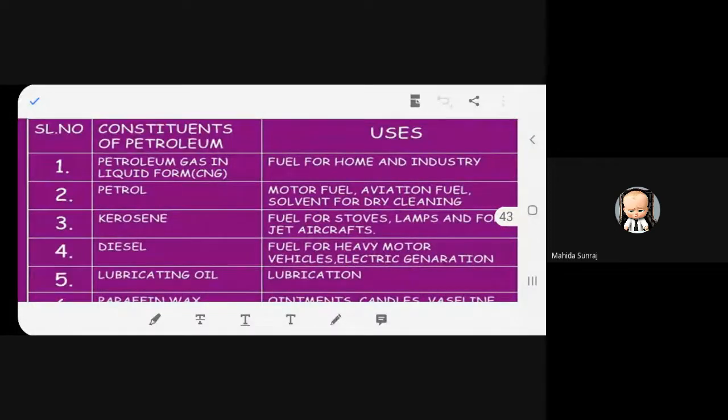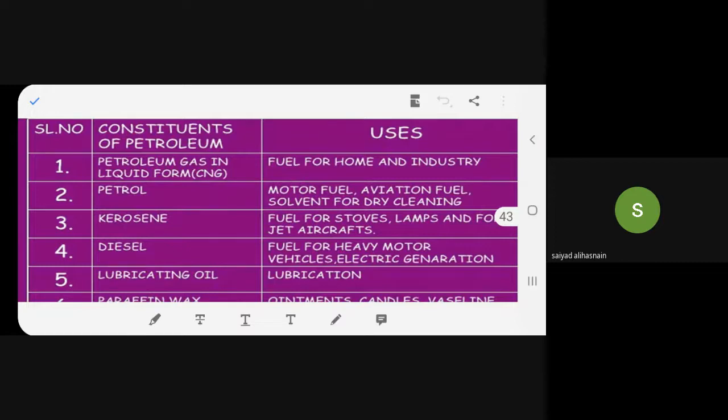Now we come to petrol. So from petroleum gas, we come to petrol. So where are we using the petrol, beta? In motors, in your cars, as motor fuel, and as aviation fuel for airplanes. It is also used as a solvent for dry cleaning. When you give your clothes for dry cleaning, what are they using? They're using petrol. That's what they charge you.